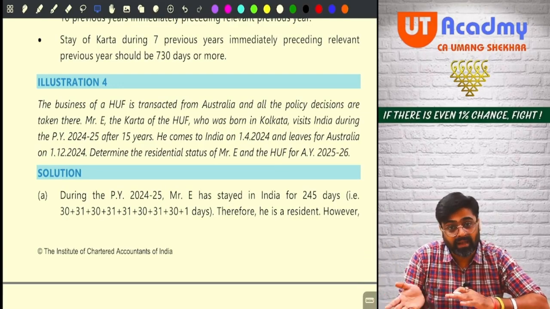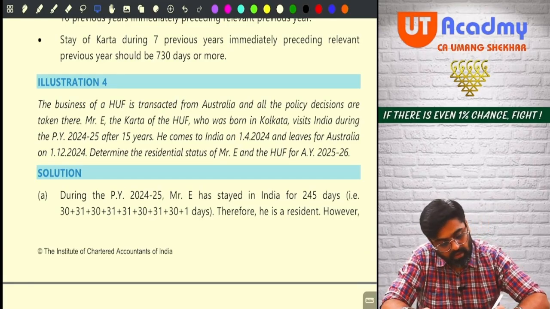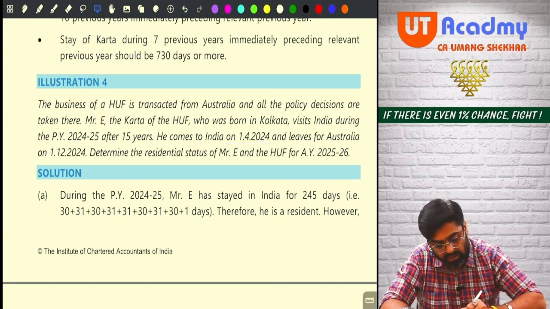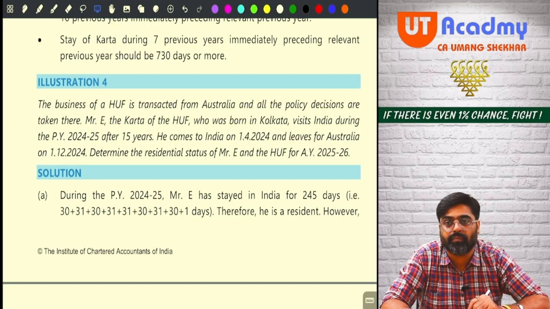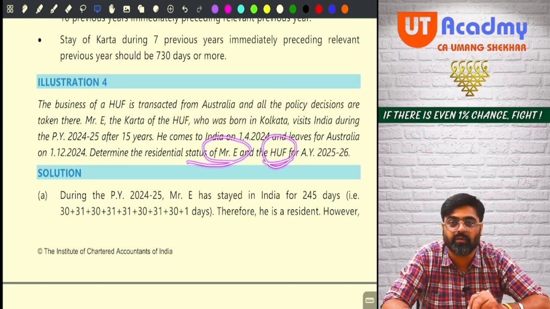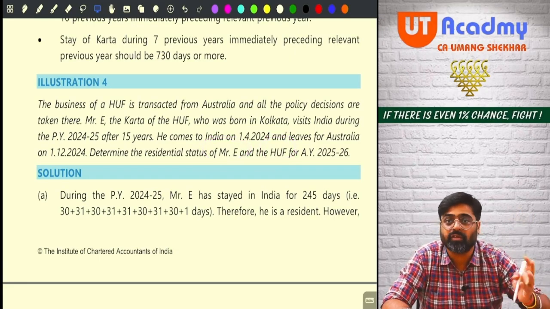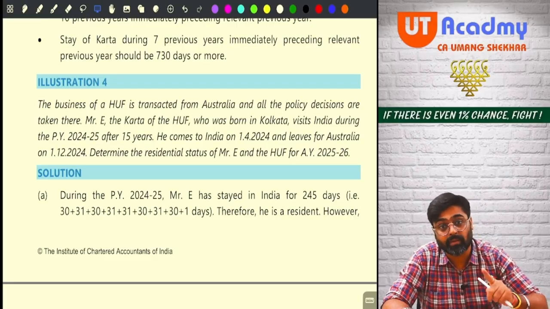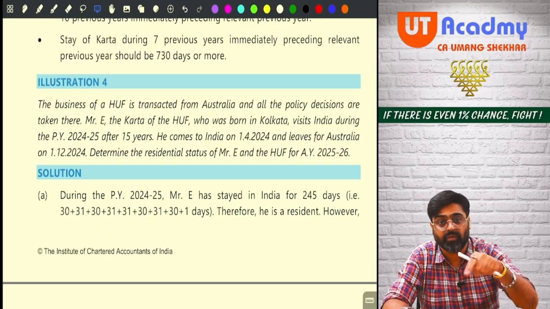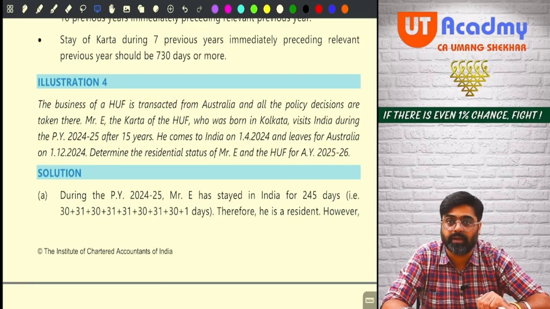Yes or no? And this year, after 15 years, he is coming to India on 1st of April 2024 and leaves for Australia on 1st of December 2024. Determine the residential status of Mr. E and HUF. So the HUF residential status we have already determined: HUF is non-resident. Now we are supposed to determine the residential status of the individual. Karta of the HUF is an individual. So his individual residential status also we have to determine.